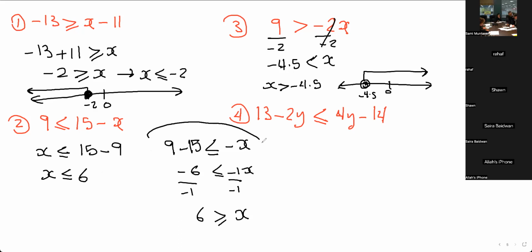So both ways, you should get to the same answer. It doesn't matter if you chose to do it this way or that way. Now, anybody has a question about this? Okay.